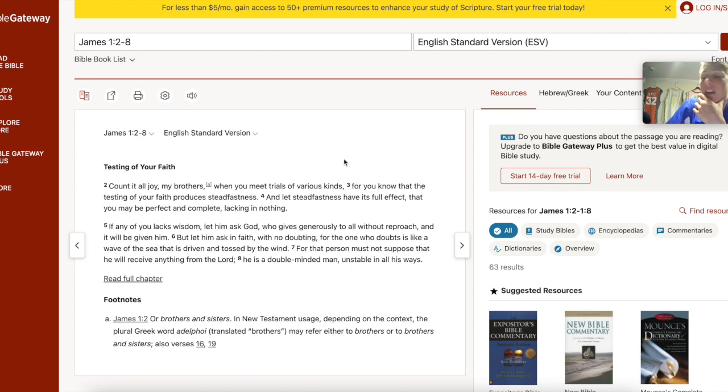Let's hit you guys with a wisdom one-liner. Or James, actually. We're going to go in James chapter 1, verse 2. Count it all joy, my brothers, when you meet trials of various kinds. For you know that the testing of your faith produces steadfastness. And let steadfastness have its full effect, that you may be perfect and complete, lacking in nothing. Guys, the trials, they're good for us.